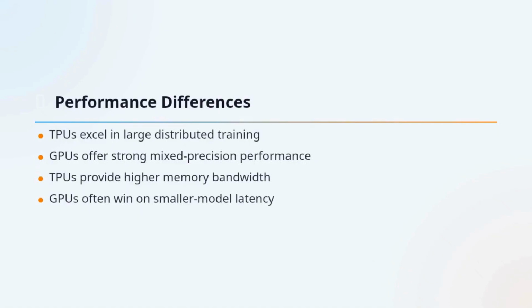They also offer very high memory bandwidth, around 5.2 terabytes per second in some cases, which is excellent for huge LLM workloads. GPUs still perform brilliantly though, especially for mixed precision tasks and lower latency execution on smaller models.